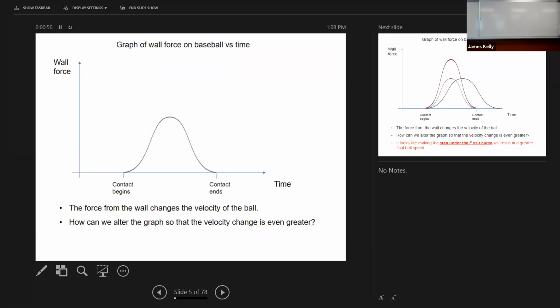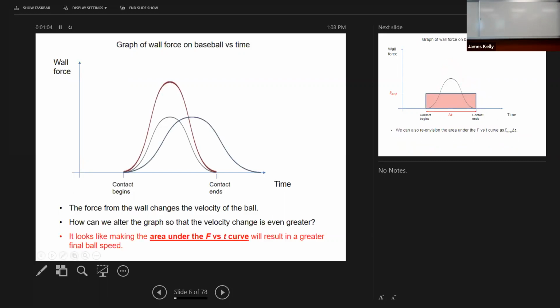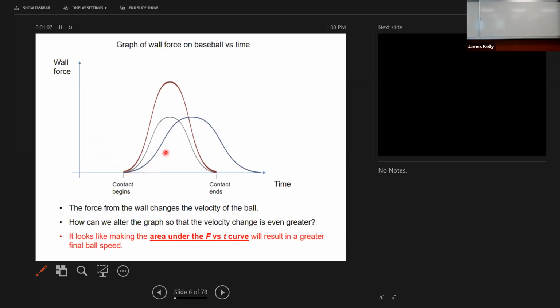Or another way to change the velocity of the ball even more is to have it last for a longer period of time. In other words, maybe the maximum force isn't any bigger, but as shown by this blue curve here, maybe it just lasts for a longer period of time. So qualitatively, what I was trying to show with this is that the area under the Fx versus t curve, or the force versus time curve, seems like it's related to the change in the state of motion of the ball. If you have very little area, in other words, maybe the peak of the force isn't very big or doesn't last for a very long time, then you're not going to change the velocity of the ball very much, because you just have a puny force lasting for not so long of a time.